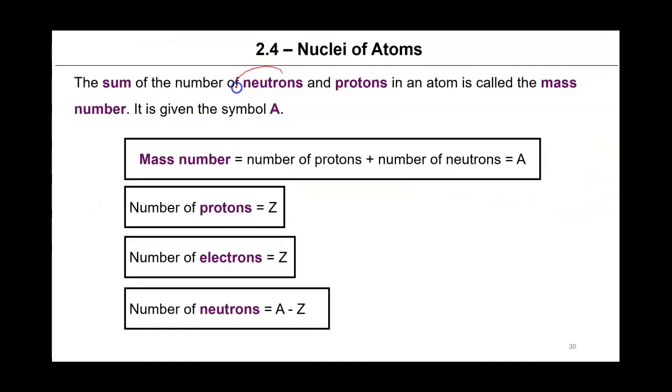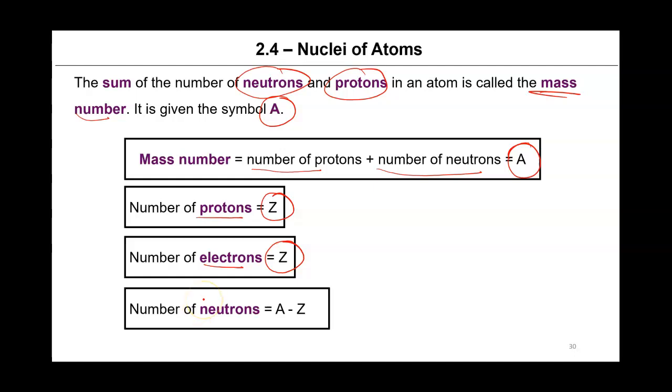The sum of the number of neutrons and protons in an atom is called its mass number, and the mass number is given the abbreviation uppercase A. So just recapping, the mass number is the number of protons plus the number of neutrons, which we abbreviate with the symbol uppercase A. Now, the number of protons in the nucleus is equal to the atomic number. The number of electrons in a neutral atom is also equal to the atomic number.